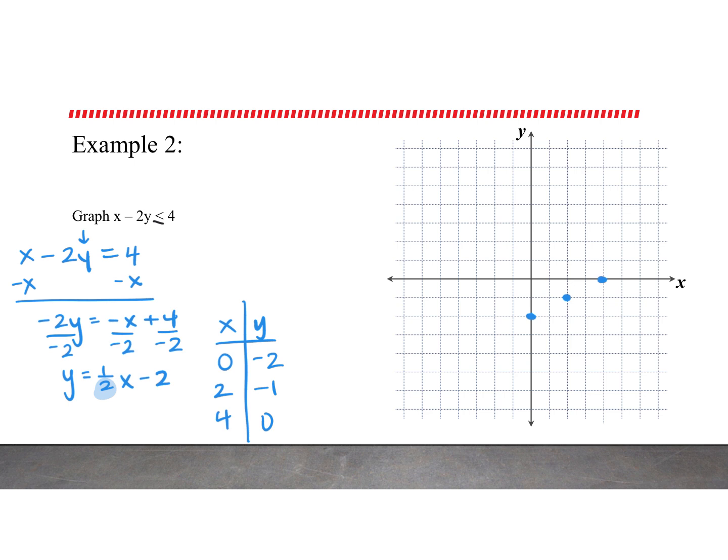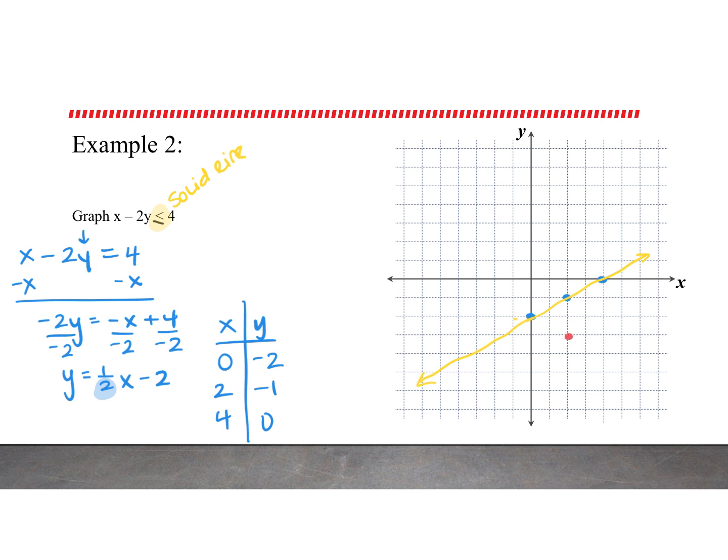Now before we put on our line, go back to the original. Notice it is a less than or equal to. So that means this is a solid line. So let's make a solid line through there. Now for our test point, we can pick a point on either side of the line. It doesn't matter which side. I'm going to pick one down here just to pick something new.